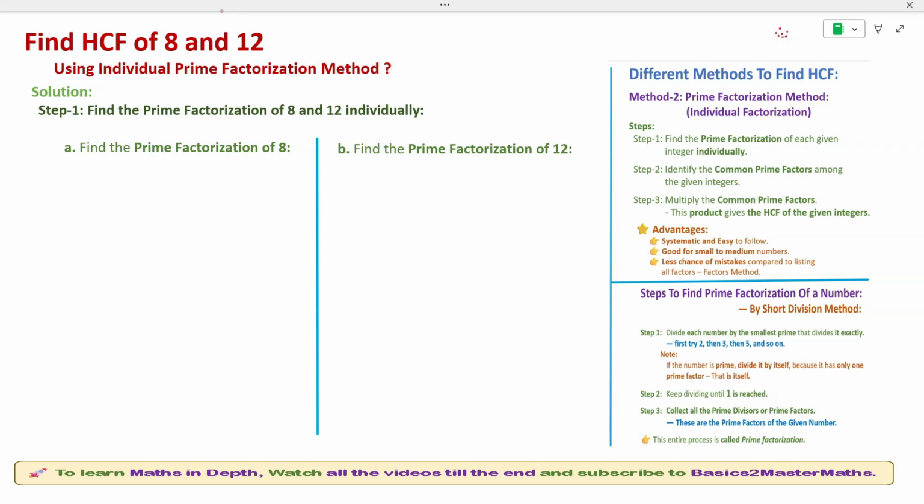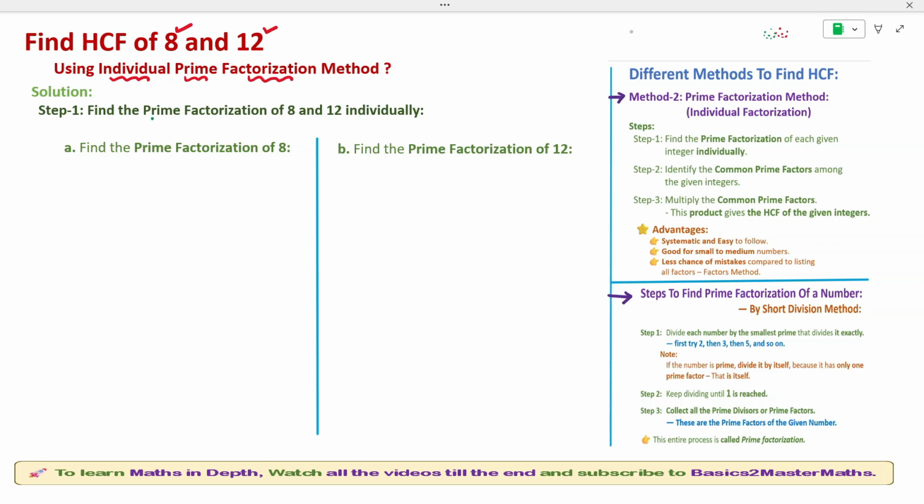Today we will see how to find HCF of 8 and 12 using individual prime factorization method. Before solving the problem, please go through the steps.